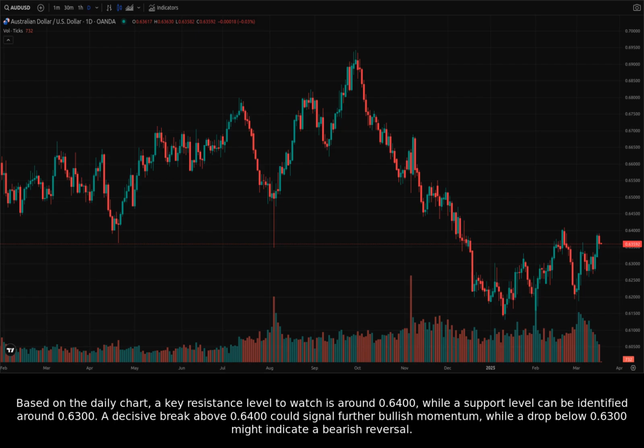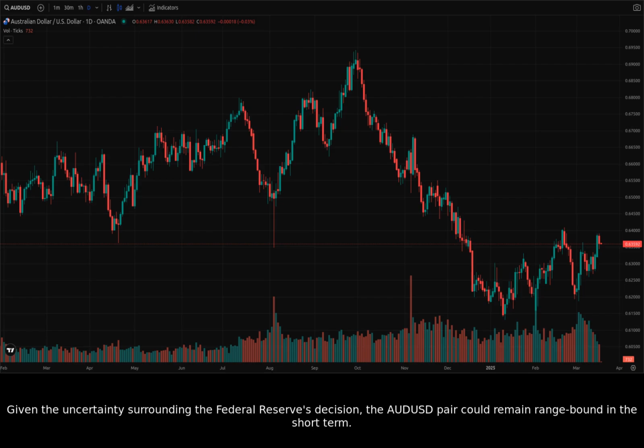0.6400, while a support level can be identified around 0.6300. A decisive break above 0.6400 could signal further bullish momentum, while a drop below 0.6300 might indicate a bearish reversal. Given the uncertainty surrounding the Federal Reserve's decision, the AUDUSD pair could remain range-bound in the short term.